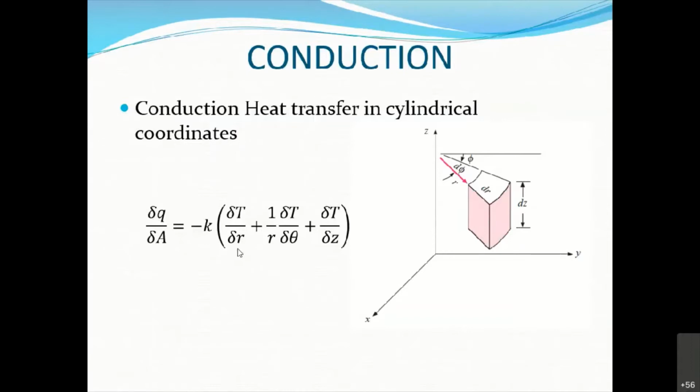r, theta, and z. So r is the radius, theta is the angle, and z is the z direction. But similar to our plate, we'll be only looking at one direction. So we'll be ignoring the theta direction, and we'll also be ignoring the z direction. We'll be only looking at the radius direction, the r direction.